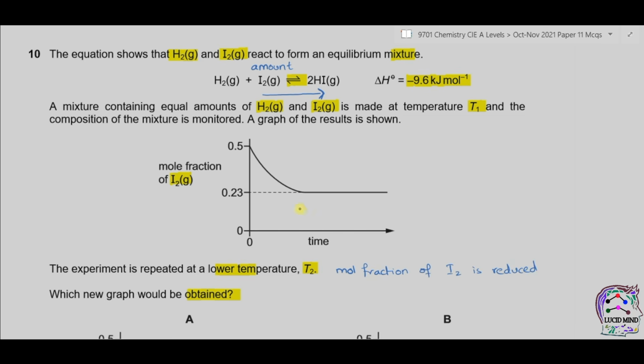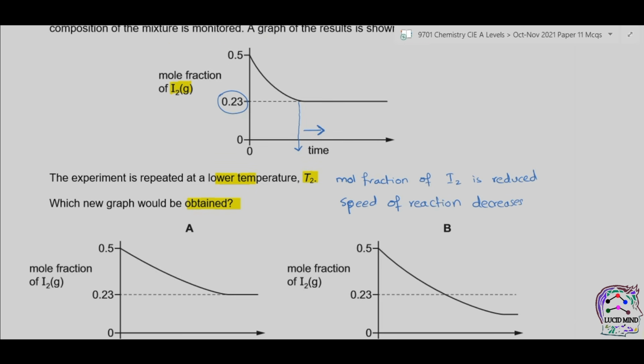And second thing is that when we are reducing the temperature, the speed of reaction will also decrease. So initially this much time was taken to attain equilibrium. Now at reduced temperature, more time will be taken to attain the equilibrium. And initially we had 0.23 moles of iodine left at equilibrium. Now it should be less than that as the reaction is moving in the forward direction.